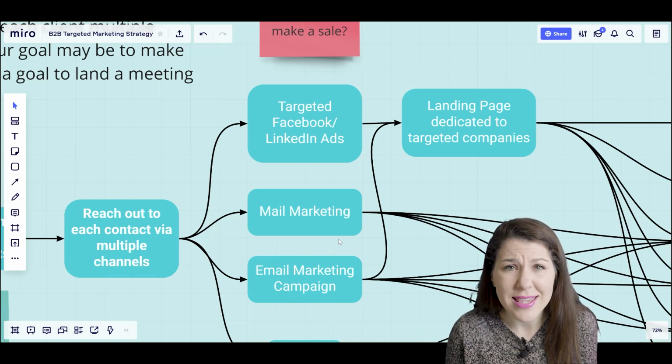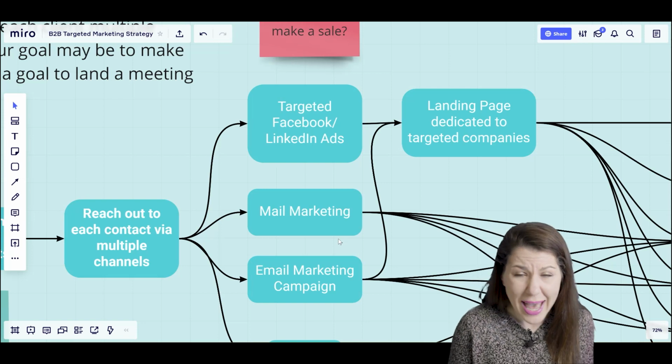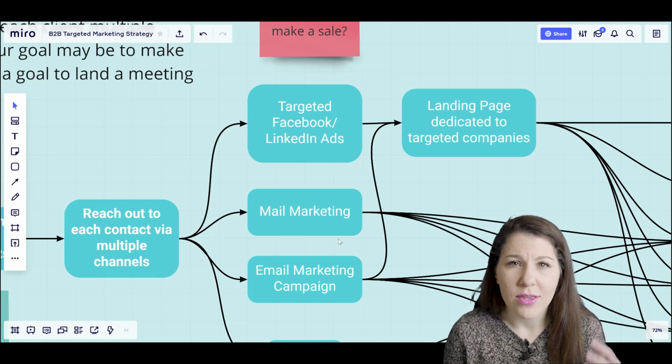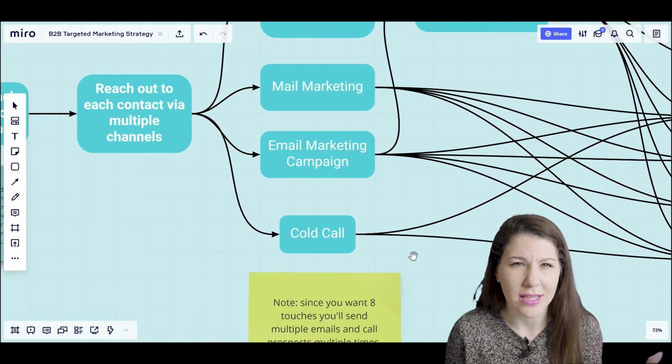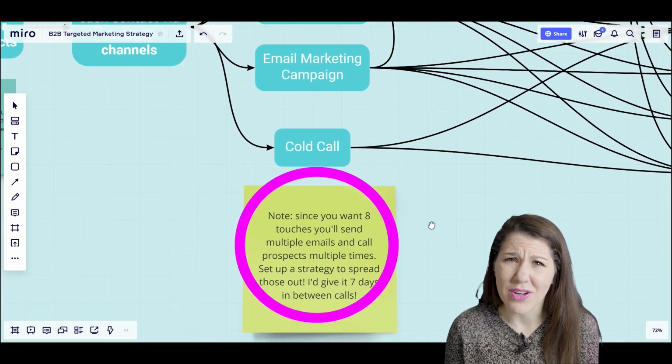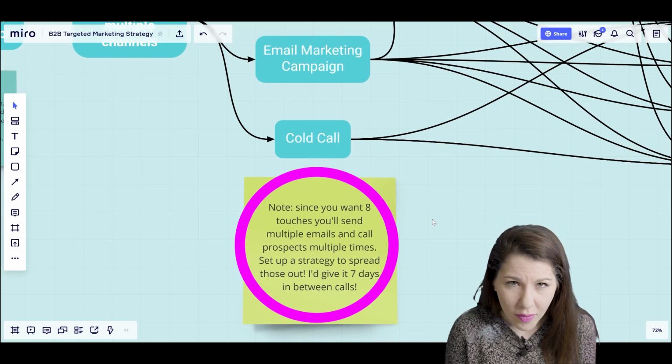Once you know that's been sent, maybe give it 2 or 3 days, send them an email, send them a phone call. That's the next step on my list. You want to reach out to these people about 8 times. That's how many times it usually takes to make a sale. That stat in the sales world usually refers to how many times you email or call them.